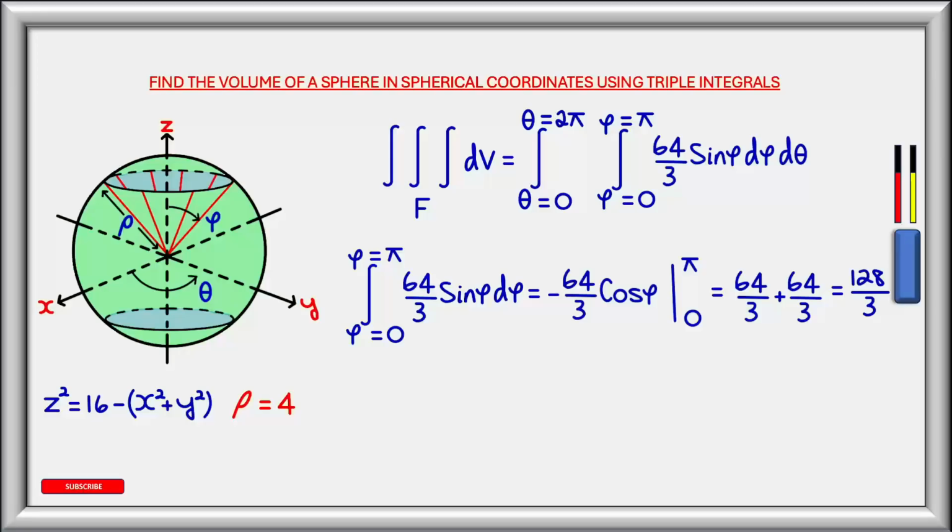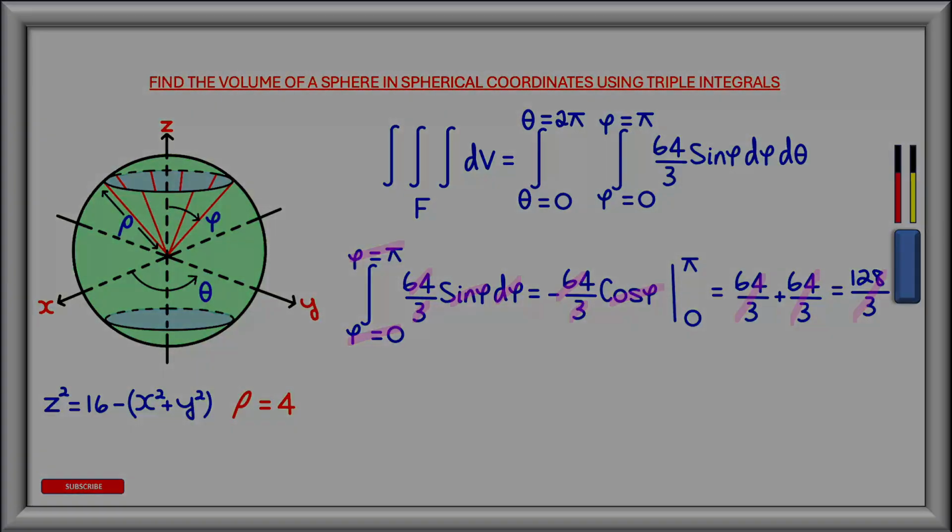Moving on to our middle integral, we want to integrate from phi equals 0 to phi equals pi, 64 divided by 3 multiplied by sine phi d phi. And this evaluates to minus 64 divided by 3 multiplied by cos phi. And if we plug in the limits of integration, we get 64 divided by 3 plus 64 divided by 3, which is equal to 128 divided by 3.